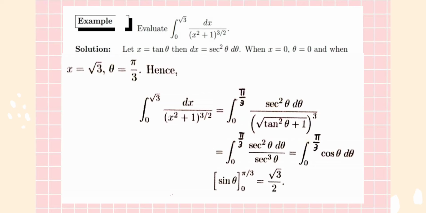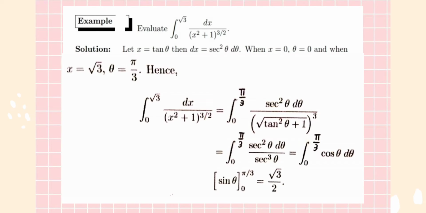Next, we substitute x equals tangent theta and dx equals secant square theta d theta. We will get the integral of secant square theta d theta over square root of tangent square theta plus 1 to the power of 3. We also can see the limit is changed with respect to theta, where the lower limit is 0 and the upper limit is pi over 3.